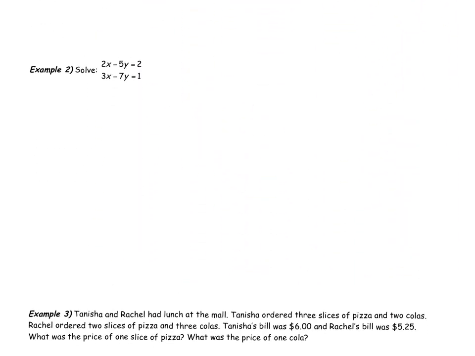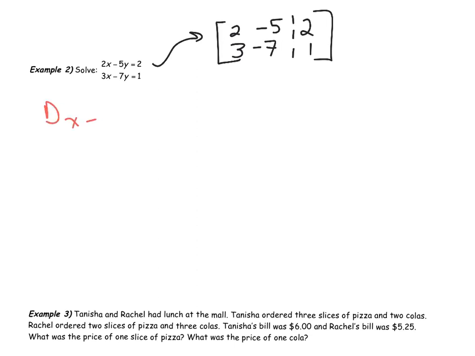So let's do example 2. Let's solve that using Cramer's rule. So first step, make your augmented matrix. So I've got 2, negative 5, 2, I have 3, negative 7, and 1. Okay, we need to come up with our matrices for dx, dy, and d, and discover their determinants.